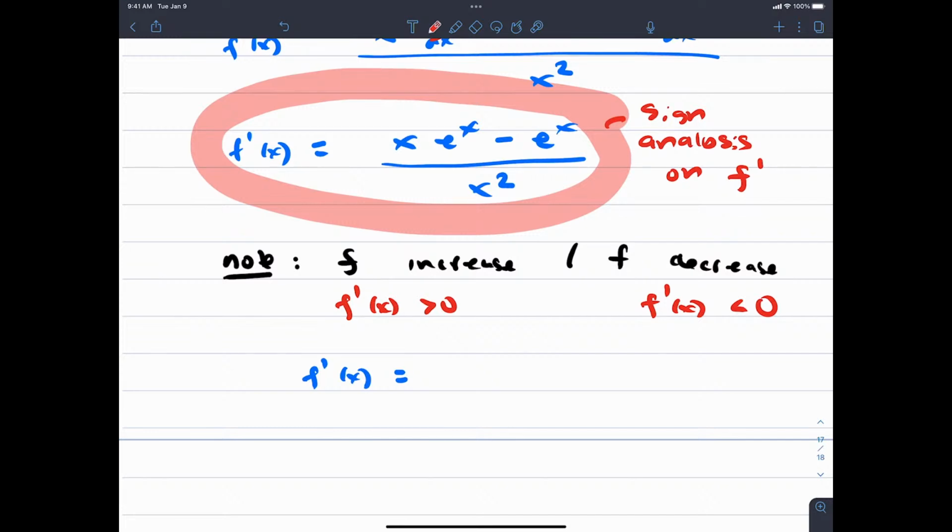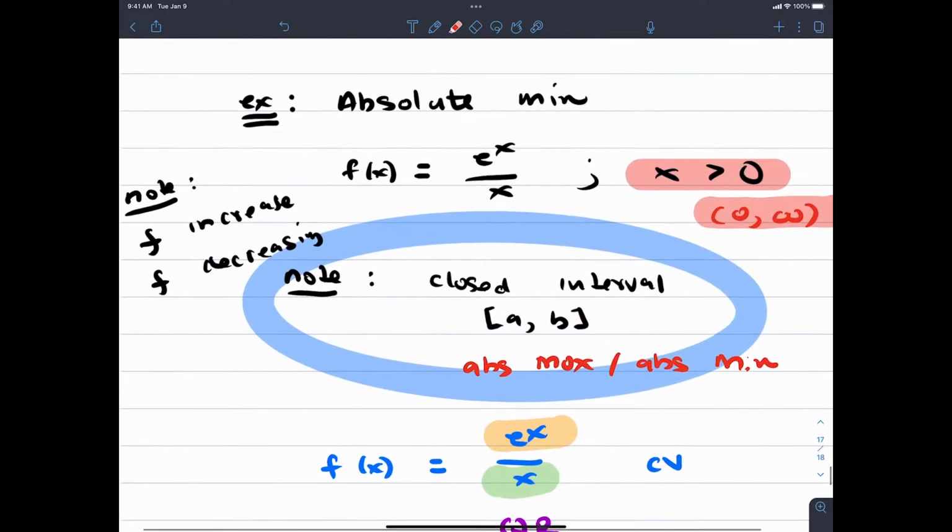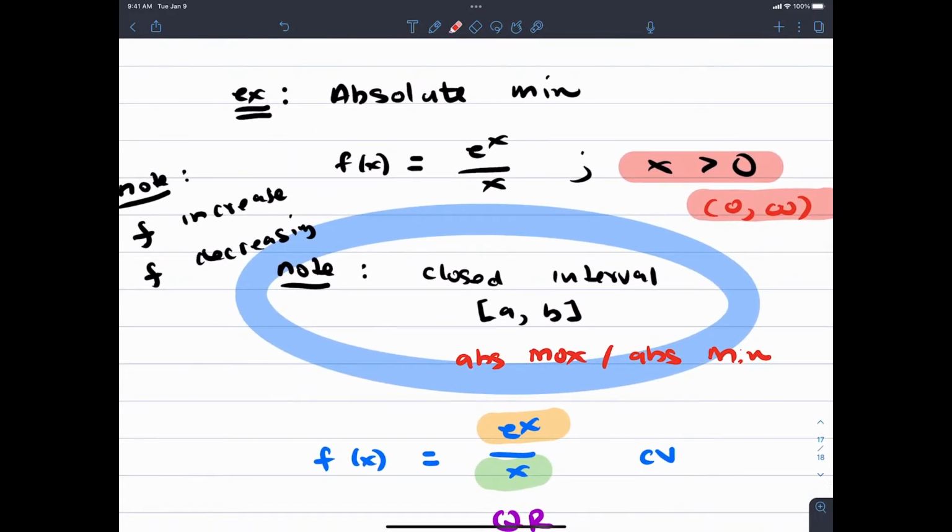But if they ask you relative max, relative min, if they ask you increasing, decreasing, those are all code for doing what? Sign analysis on your first derivative. Okay, you guys okay with that? My daughter used to come to me and say, Dad, they're asking me this question, relative max, relative min. I say, oh, sign analysis on the first derivative. Increasing, decreasing, sign analysis on the first derivative. This one, they say absolute min. That's odd. We'll see.